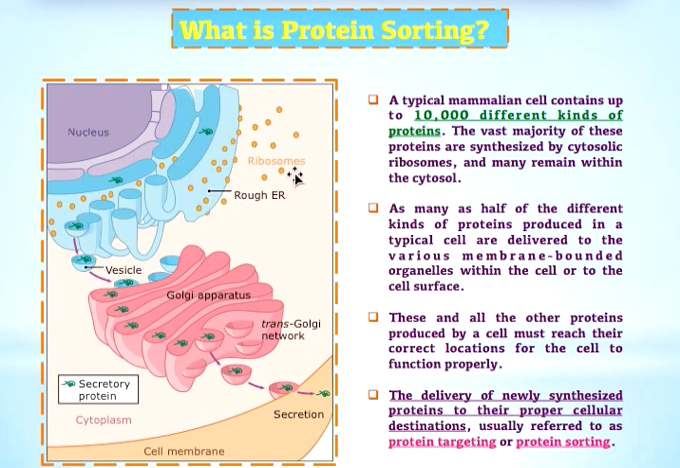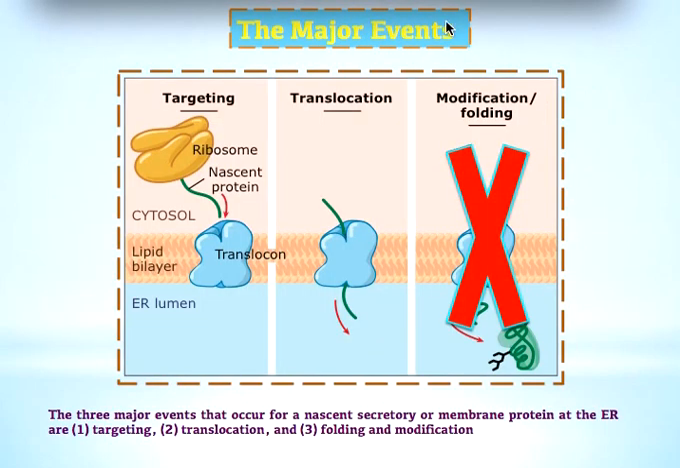Once proteins are synthesized in the cytoplasm through the process of translation, they are delivered to their proper destination. They might reach the lysosome, they might go to the mitochondria, etc. This delivery of newly synthesized proteins to their proper cellular destination is usually referred to as protein targeting, protein secretion, or protein sorting.